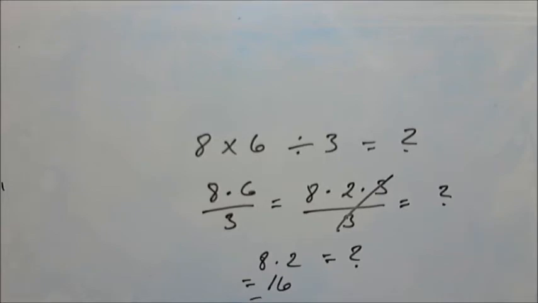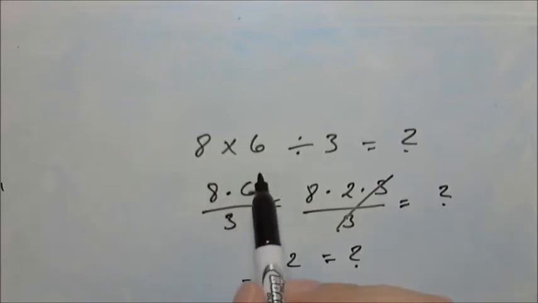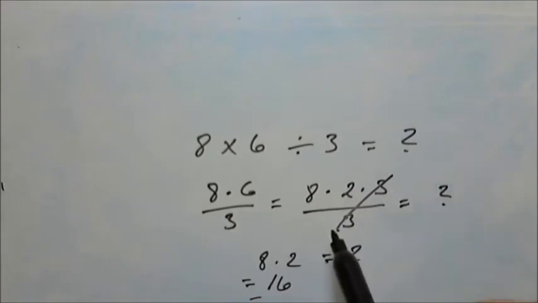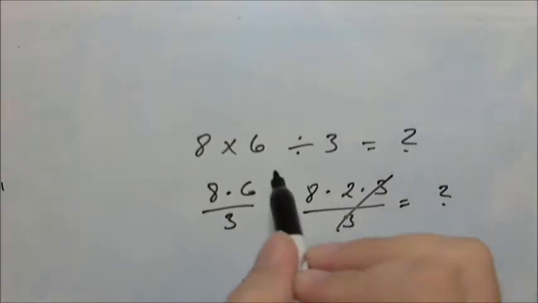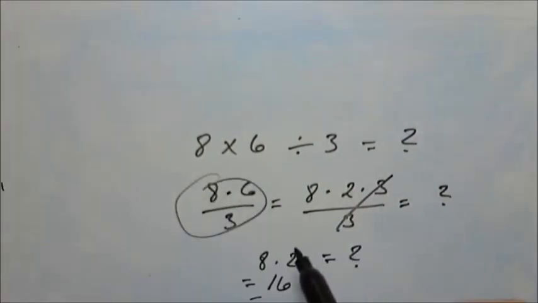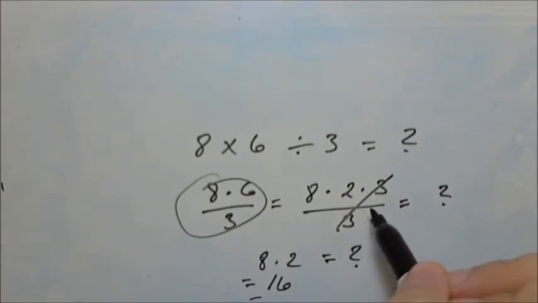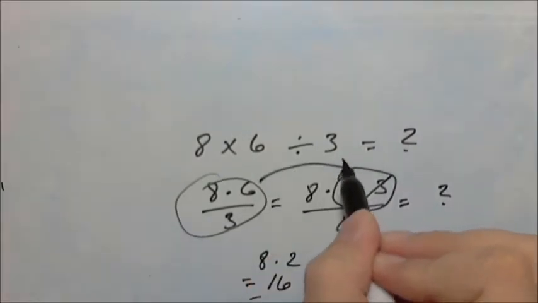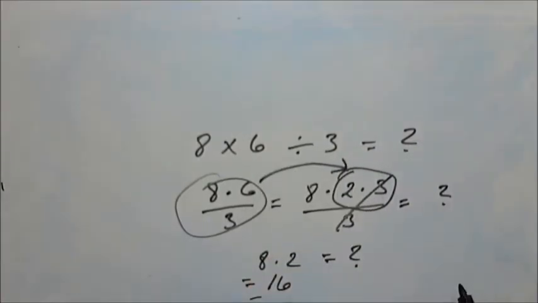So let's talk about what we did here. We have 8 times 6 divided by 3 equals some number. Okay, and our first step, did we do any computation? No, we simply reorganized the problem into this. We're just doing bookkeeping. And then our second step of the problem, we took the 6 and we turned it into 2 times 3. We turned it into smaller numbers. Math gets hard as you get bigger numbers, so if we can make things smaller, then it's easier to do.